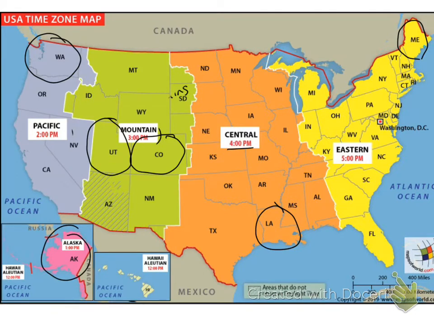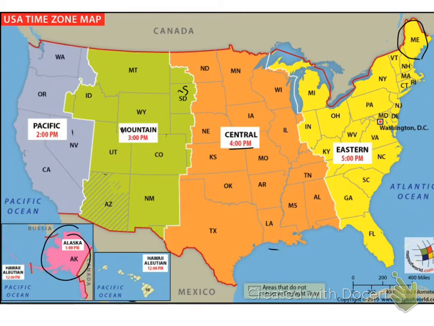And if we look very carefully, some of these states are split in pieces. So Idaho, you might notice, is in the Pacific time zone and in the Mountain time zone. Okay. Kentucky is also in 2 time zones. It's in the Central time zone and the Eastern time zone. Okay.